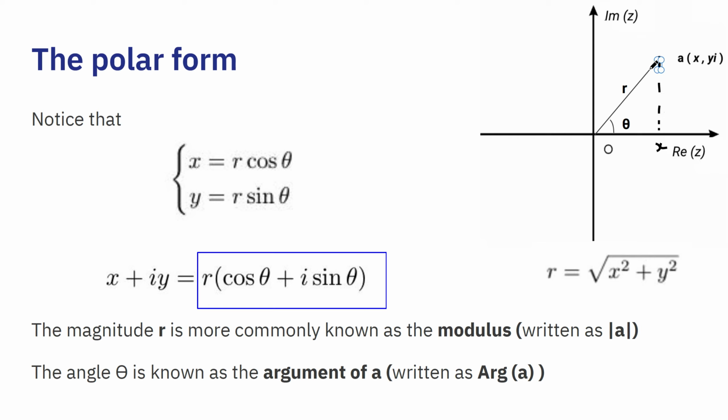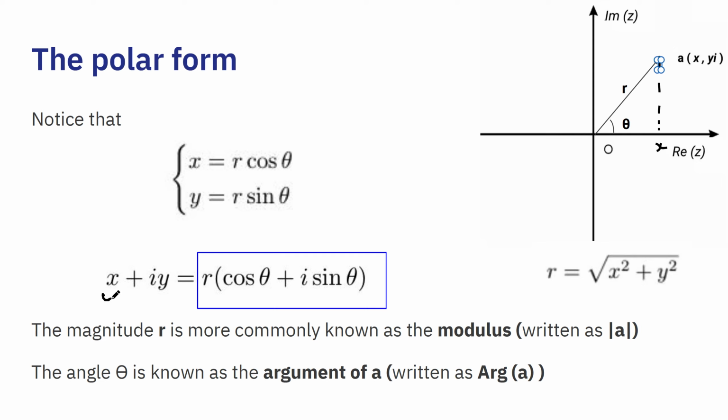So if you look at the angle over here that determines the direction, this is our x and this is our r. So cosine theta is equal to adjacent over hypotenuse, which is x over r. So we can write x as r cosine theta. And similarly, we can write y as r sine theta, because sine theta is equal to y divided by r.